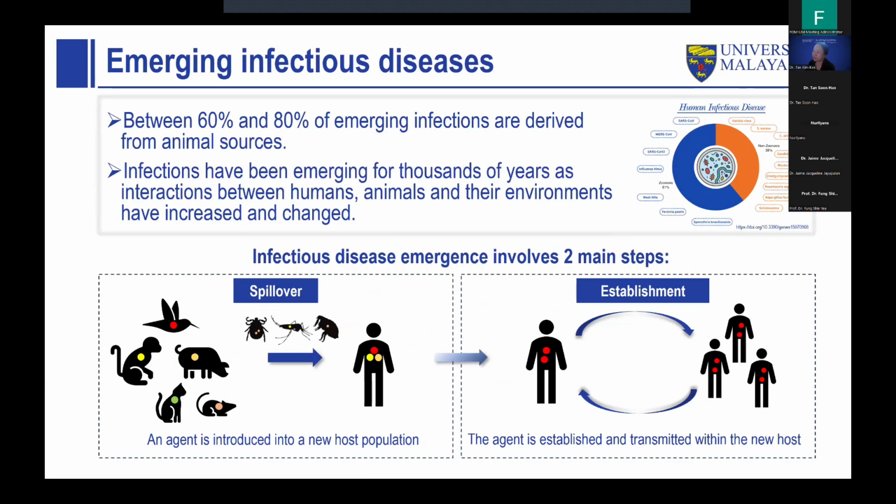And data shows that roughly 60 to 80% of emerging infections are actually derived from animal sources. This is pretty general because humans and animals have coexisted for a long time. And in recent decades, our interaction with animals has changed and increased. This has increased the chance of animal viruses, especially those from wildlife, jumping over into people.